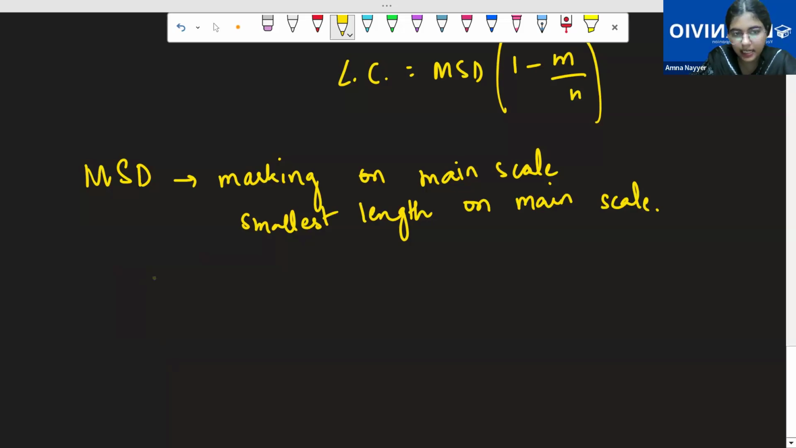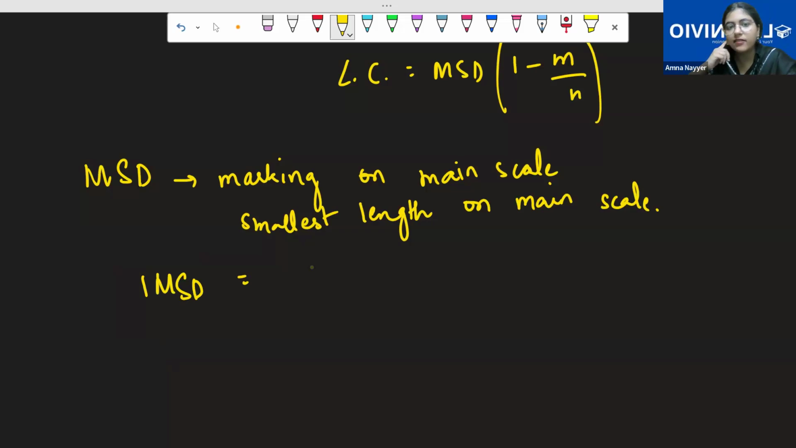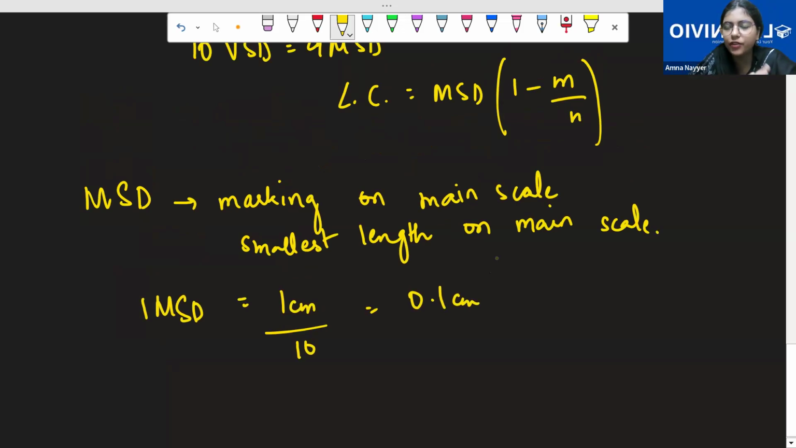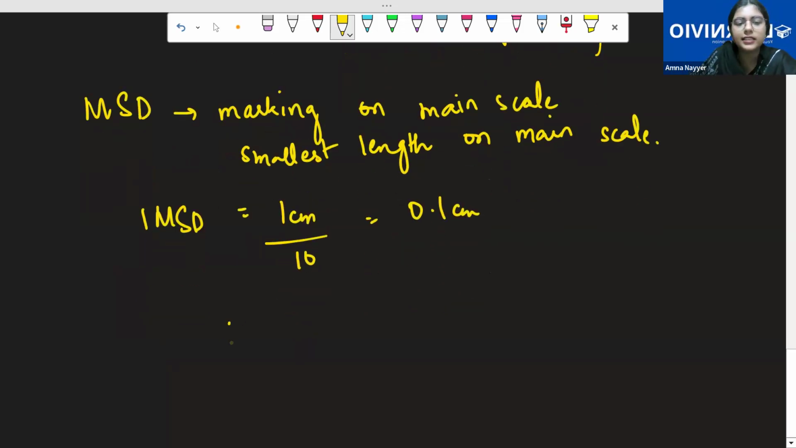So basically, this is one more thing that I want to tell. One MSD is basically, let's say marking on the main scale, let's say 1 centimeter is there on our main scale, and there are 10 number of divisions. So that will make it 0.1 centimeter. One main scale division is 0.1 centimeter of the vernier caliper. Okay. So because two scales are there, you'll have to remember two things. Main scale is there and the vernier scale is there. Now see, if you know this, now you can calculate the least count.